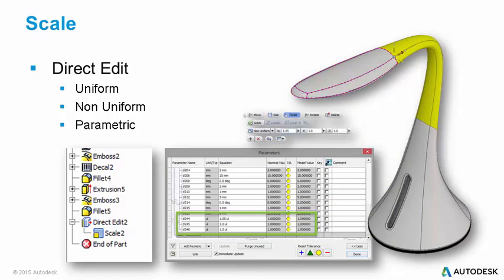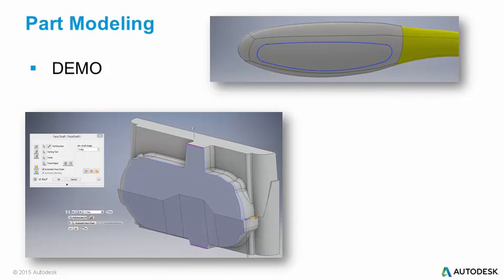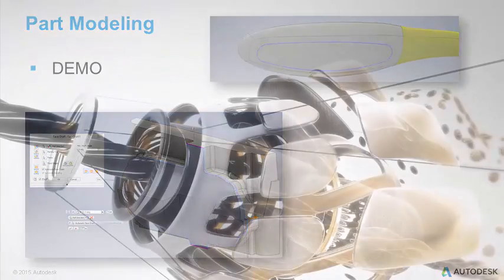It works inside the direct editing environment and allows you to do uniform or non-uniform scaling to a component. It drives a parameter to accomplish this that shows up as a node in your browser as well as a parameter in the parameters table. Let's take a look at a few of these part modeling enhancements in action.